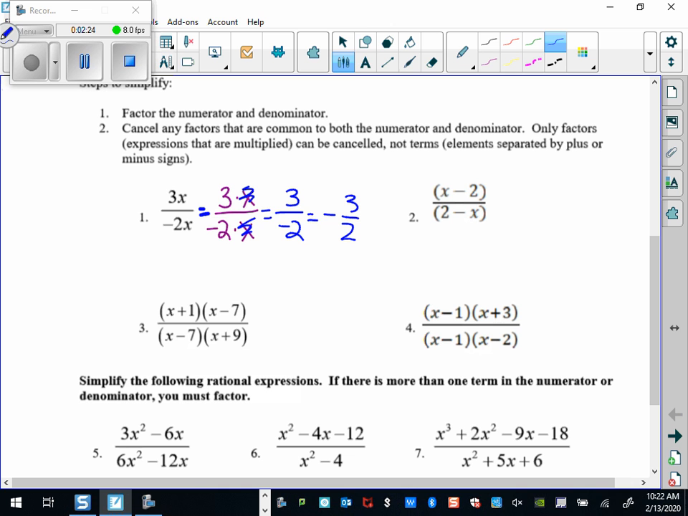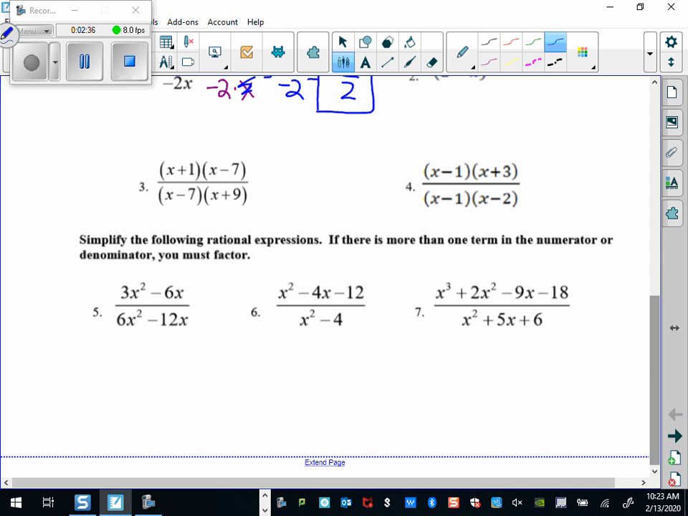So number 2, actually let's go back to number 2. I'm going to do that last because it's kind of confusing. Let's do number 3 first. This was nice because we factored it already for you. And notice that my factors have parentheses around them. Here's where the split is with the multiplication. So this whole thing is a factor. This whole thing is a factor. This whole thing is a factor. This whole thing is a factor. In order to cancel, you have to be able to cancel the entire thing.